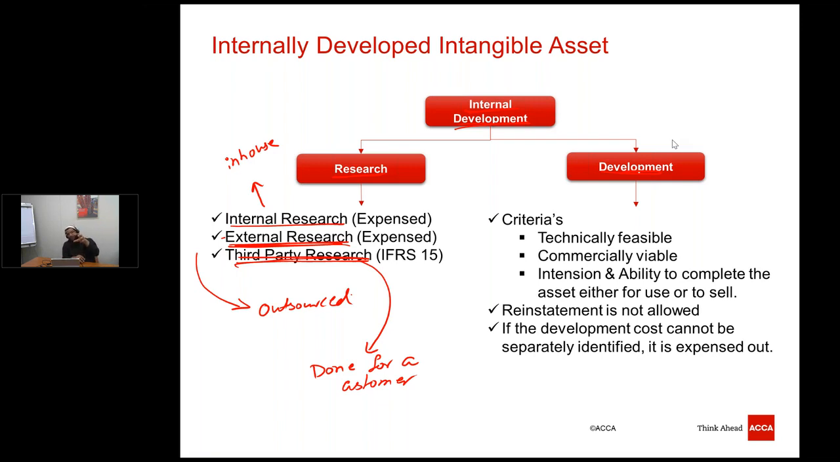And if you were doing the research for me from the start, that is an external research. So a research being initiated for me is external research. A research initiated for someone else and I have purchased it midway, that is a purchase research. So purchase research will be capitalized and external research will be expensed out.